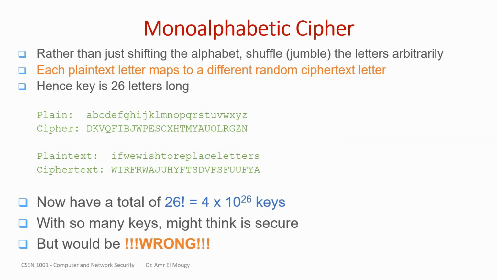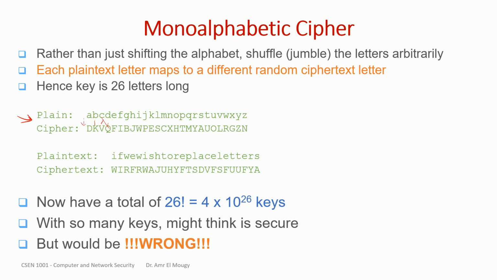The next substitution cipher deals with this vulnerability, which is the limited key space, by having arbitrary substitutions for each letter. In the Caesar cipher, we have a fixed shift: we shift each letter by 3 positions. The monoalphabetic cipher has arbitrary shifts for each letter. So you have a key, which is just a map of how you will map any letter of the alphabet to any other letter. Here we're saying, for example, A is D, B is K, C is V, D is Q, and so on.